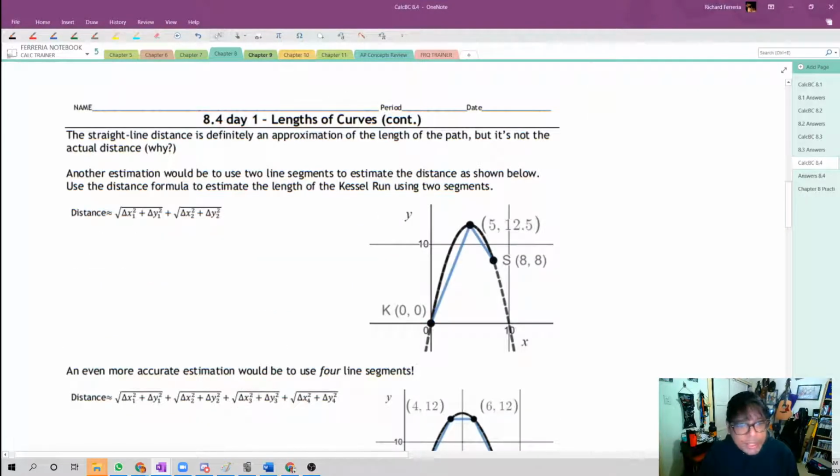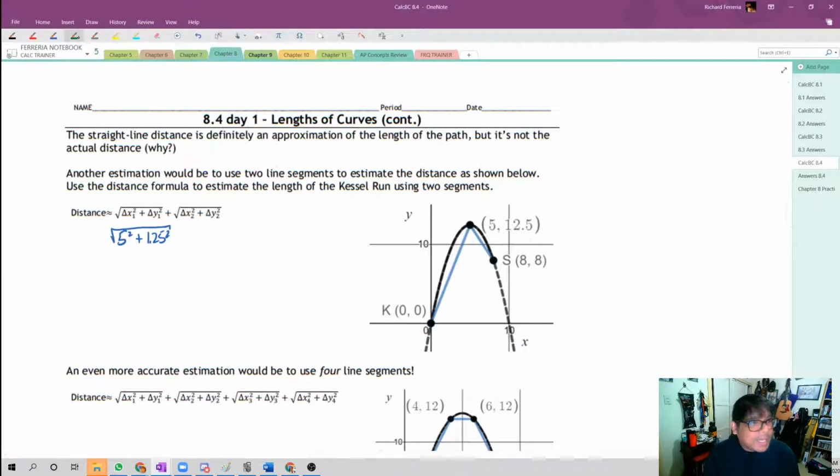Now, another way to do this, using straight lines, is to find some point in the middle here and just find the distances between these 2 points and add them together. So we can see that this is already a lot better than our previous estimation. So our distance here, let's do this first one, is going to be the square root of 5 minus 0, so 5 squared, plus 1.25 minus 0, so 1.25 squared. That's the distance of that first line segment.